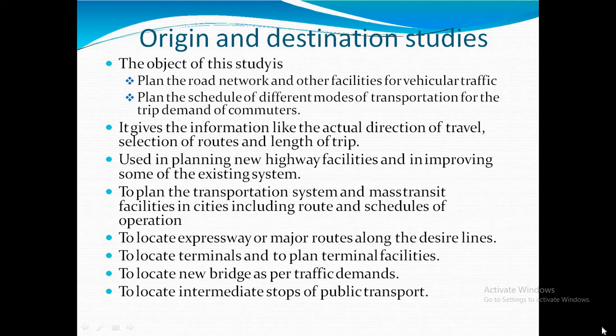under study. The data may also be supplemented by the number of passengers in each vehicle and purpose of each trip, intermediate stops made and reasons, etc. OND study gives information like actual direction of travel, selection of routes, and length of the trips. The scientific planning of transportation system and mass transit facilities in cities should be based on OND data of passenger trips.